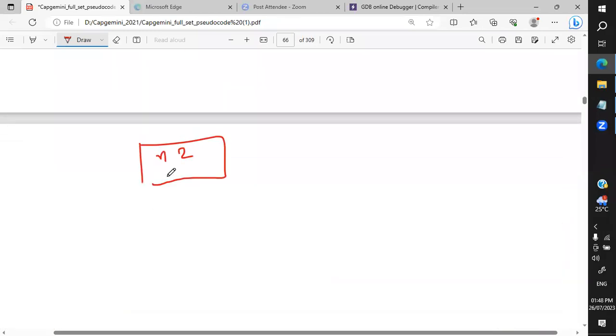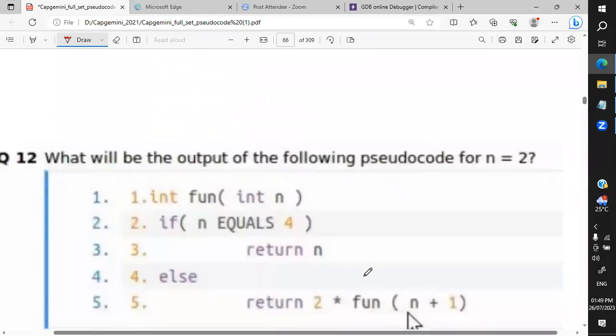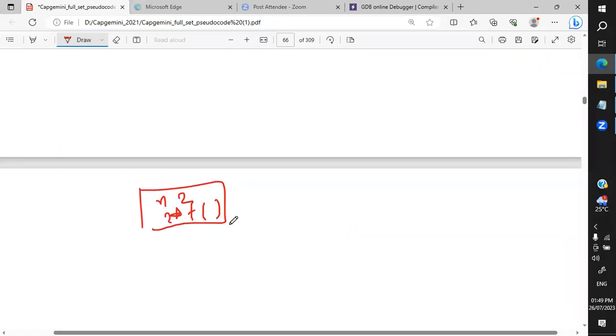something. So it is like 2 into f of some value, considering that as a function. What is that value? Let us see that. That means n plus 1. N plus 1 means what? 2 plus 1, which is 3. So I am calling the function with 3. Now, n equals to 3.